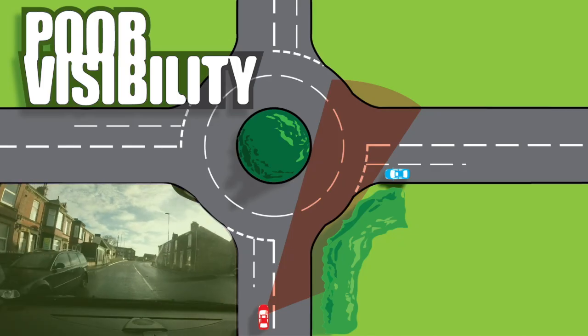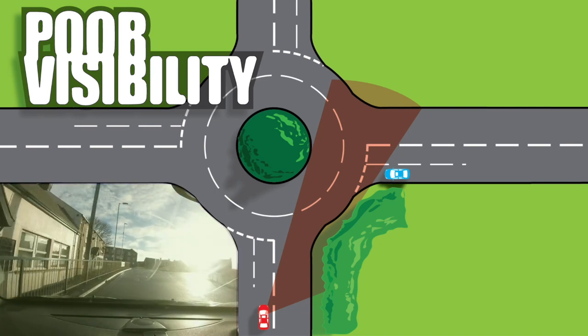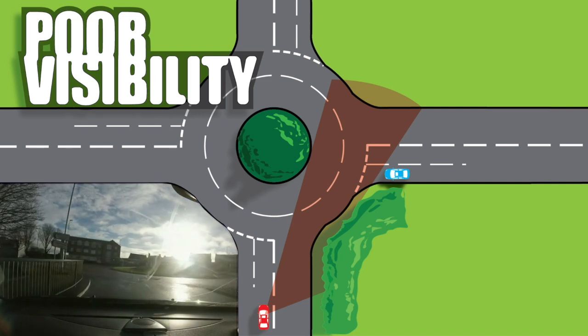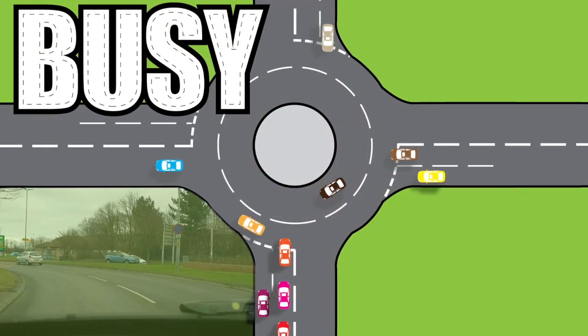The first variable is visibility. The worse it is, the slower you've got to go. Poor visibility is often caused by buildings, but sometimes low light in winter, or maybe bushes and trees in the summer, can also cause this.